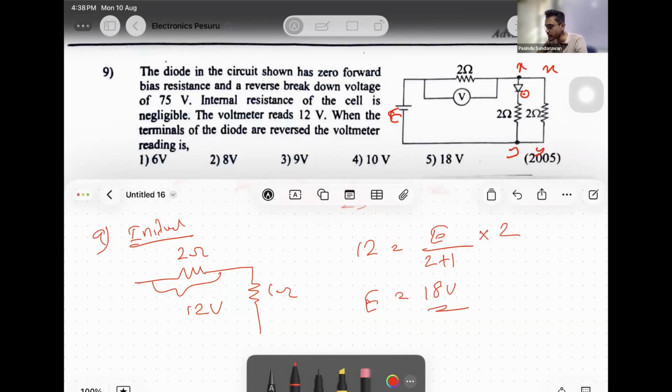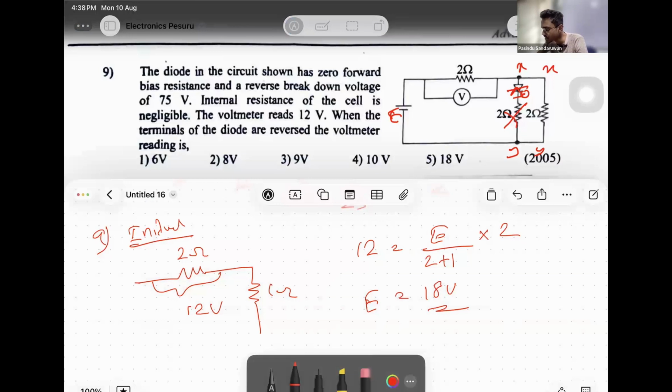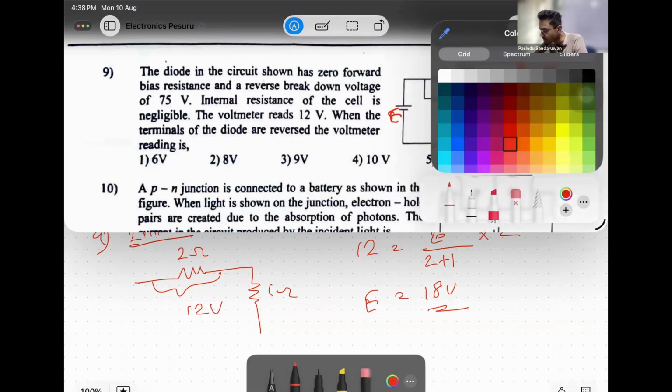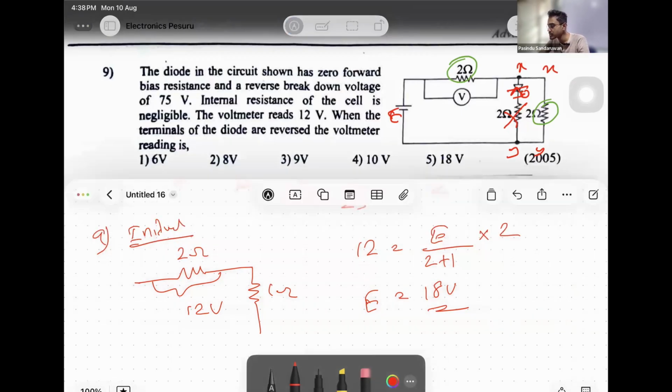Now, if the diode is reverse biased, what happens? If the terminals of the diode are reversed, the diode is reverse biased. Then resistance becomes infinity, so no current is going to flow through the diode. Then this 2 ohms is not relevant because no current flows through it. Then in the circuit, these 2 resistors are remaining: 2 ohms and 2 ohms. Then 2 plus 2 means 4.